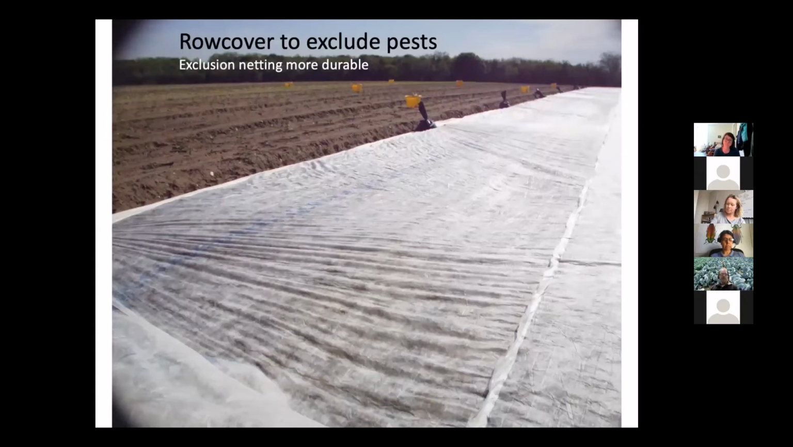There's already been some discussion about row cover and exclusion netting. This is a row cover, of course, the Remay. This is a more inexpensive form of covering plants. It retains the heat a little more, so it's great for maybe spring.